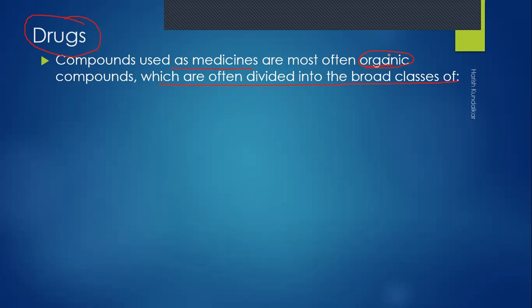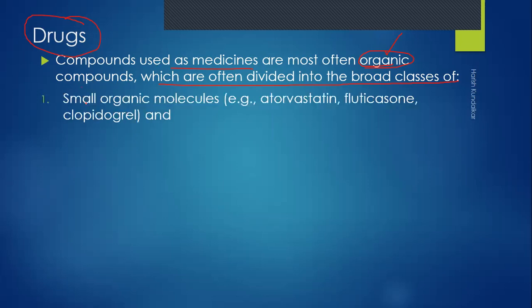We have a few organometallic compounds, and a few antacids, for example, which are inorganic compounds that do not contain any carbon, right? So carbon containing compounds are organic compounds. Inorganic compounds are the less than 5% of compounds which are used as drugs. And if we talk of organic compounds, they are often divided into three broad classes, namely small organic compounds like atorvastatin, clopidogrel, etc.